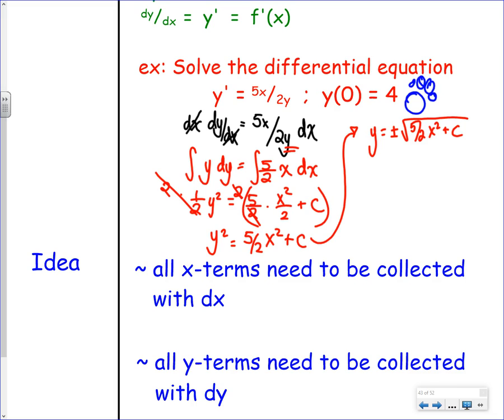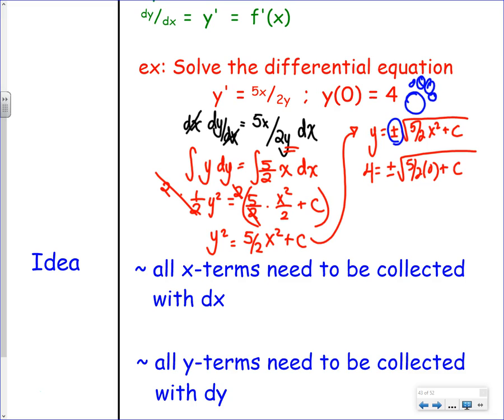Plus or minus square root. Then we go ahead and plug in. So we end up with 4 is equal to plus or minus square root of 5/2 times 0. Now here's my question. If y of 0 equals a positive 4, what would be the appropriate plus or minus for us to choose? Positive. I need to choose positive because I need the y to be positive.